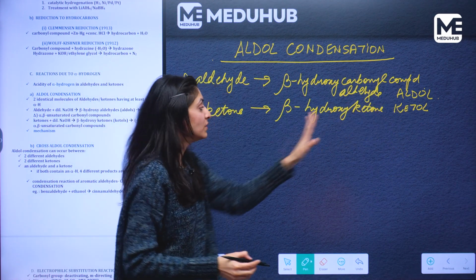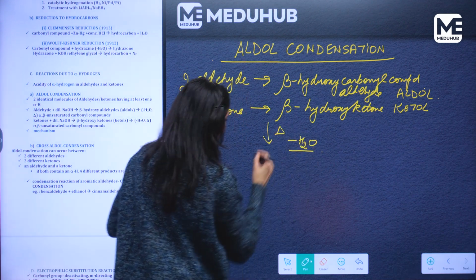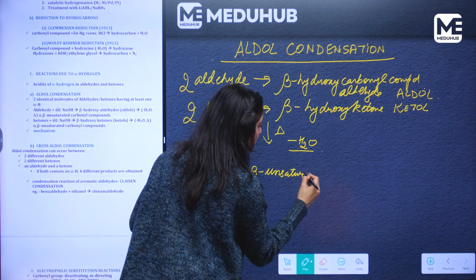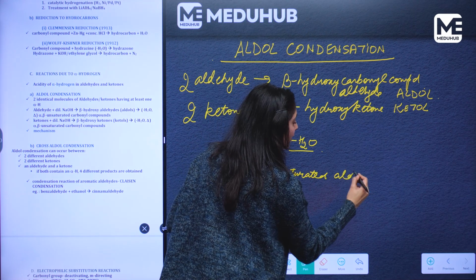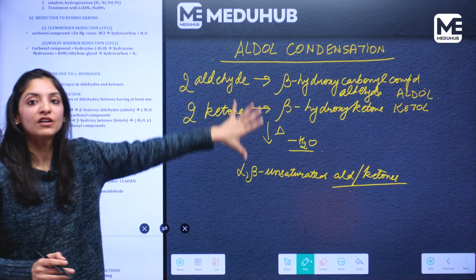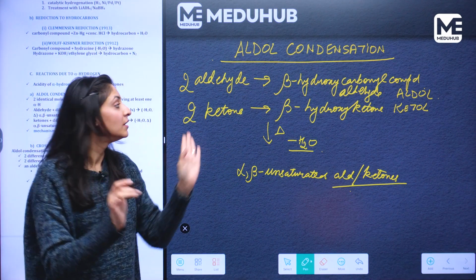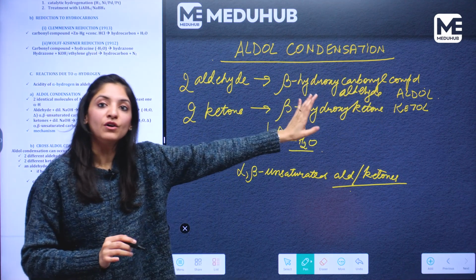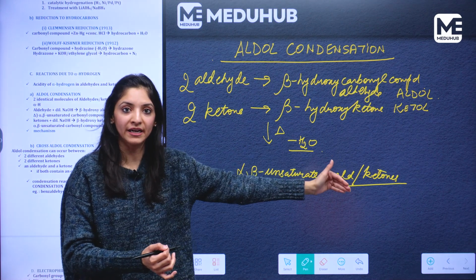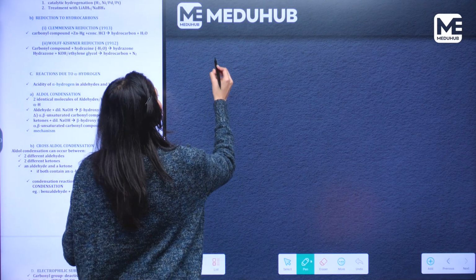Both aldol and ketols, when heated, lose a water molecule and they form alpha beta unsaturated aldehydes or ketones. So this is aldol condensation. First two molecules of say an aldehyde combine together, they will form an aldol. This aldol upon heating can lose a water molecule and form alpha beta unsaturated aldehyde. Now what is the mechanism of aldol condensation? We look at it using an example.